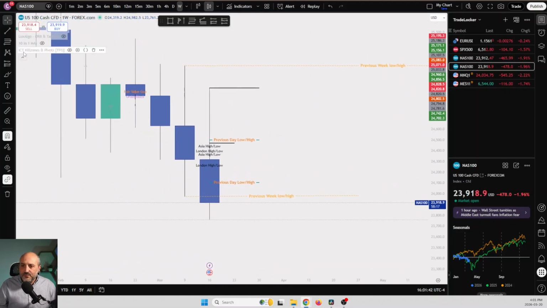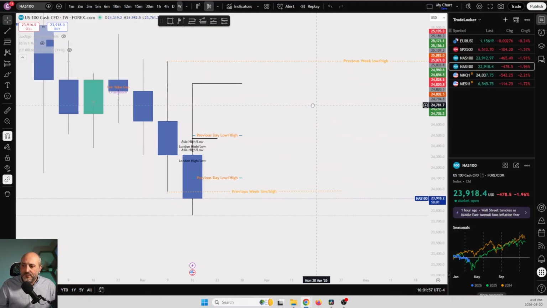What I'll do is select the line right here and draw a line from both extremes of last week. Like you see right here, I have the previous week low, and then right here, I have the previous week high. And then the next step is the daily.